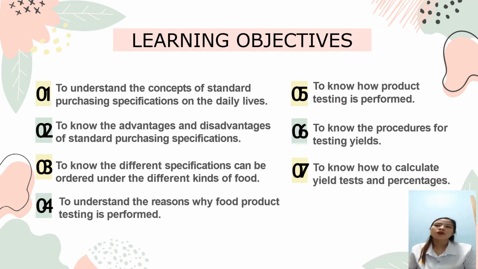Number 4, to understand the reason why food product testing is performed. Number 5, we have to know how product testing is performed. Number 6, to know the procedures for testing yields. Lastly, to know how to calculate yield testing and percentages.